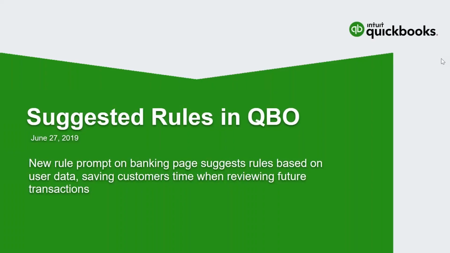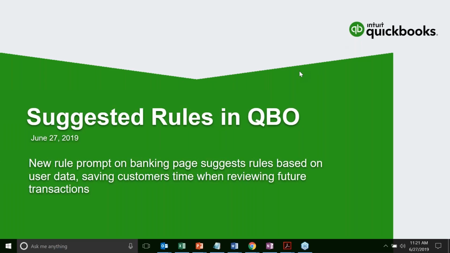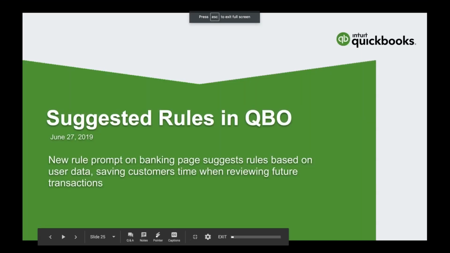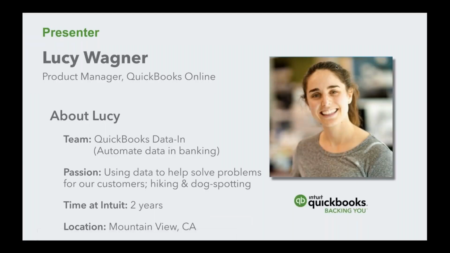So our next presenter is going to bring us suggested rules in QuickBooks Online. It's about the online banking page. Our next presenter is Lucy Wagner, who's a product manager in QuickBooks Online. She's actually on the QuickBooks Data In team, and that's how they automate data in our banking. She has a passion to help solve problems for our customers. She's been with Intuit for 2 years, and she's in our Mountain View office. Thank you for presenting today, Lucy.